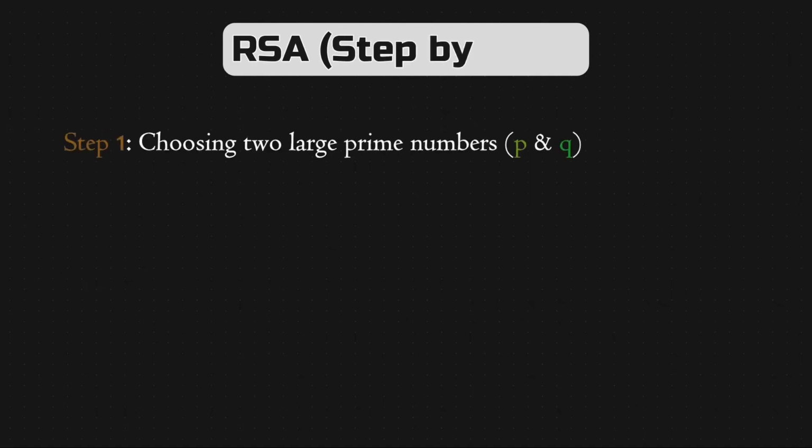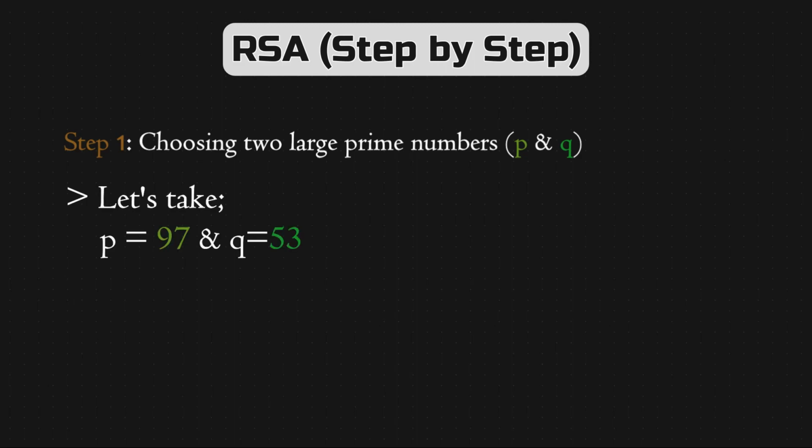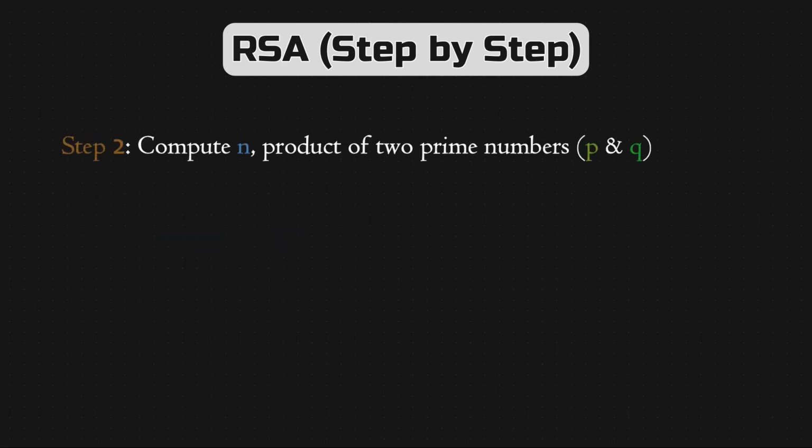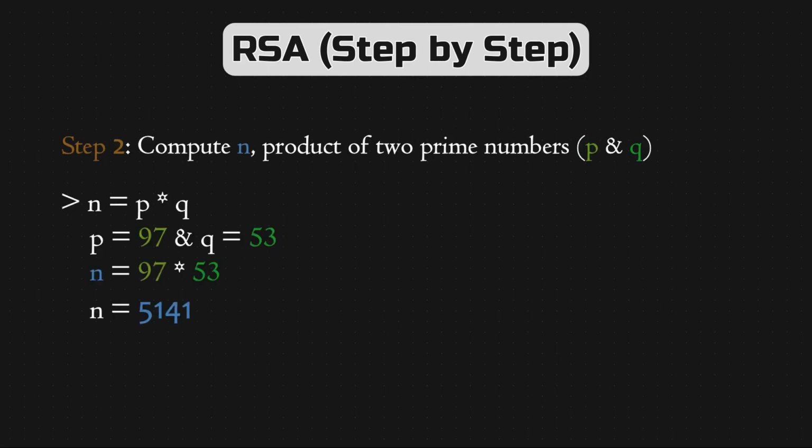Let's understand the RSA algorithm step by step. So the first step is to choose two large prime numbers. Just for the sake of simplicity and ease in understanding, we will choose not so large numbers because this will complicate the learning and understanding level. After choosing the two prime numbers, which are p and q, let's say 97 and 53, step 2 is about calculating the product of p and q, which is n. So the product of p and q is 5141.